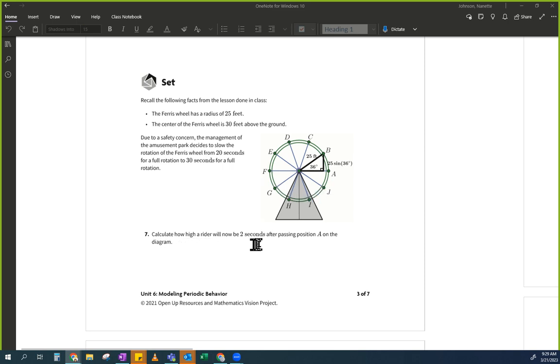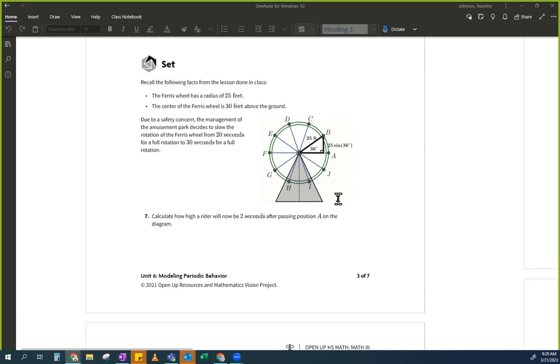Calculate how high a rider will now be 2 seconds after passing position A on the diagram. Okay, so the very first thing that you want to do is you want to do all kinds of weird calculations that seem like they're not going to help you. Okay, so what's one of the first things that I need to do? So this is 30 feet. Now it's 30 seconds for one full rotation. What's a calculation that you'll need to do?